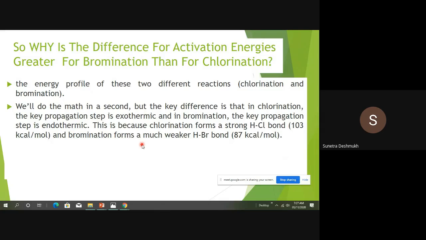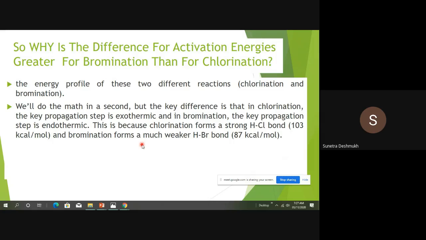So a key difference is that in chlorination the propagation step is exothermic. Okay, so the propagation step in chlorination is exothermic, and in bromination the propagation step is endothermic. We'll see on the next slide how they are exothermic and how they are endothermic.